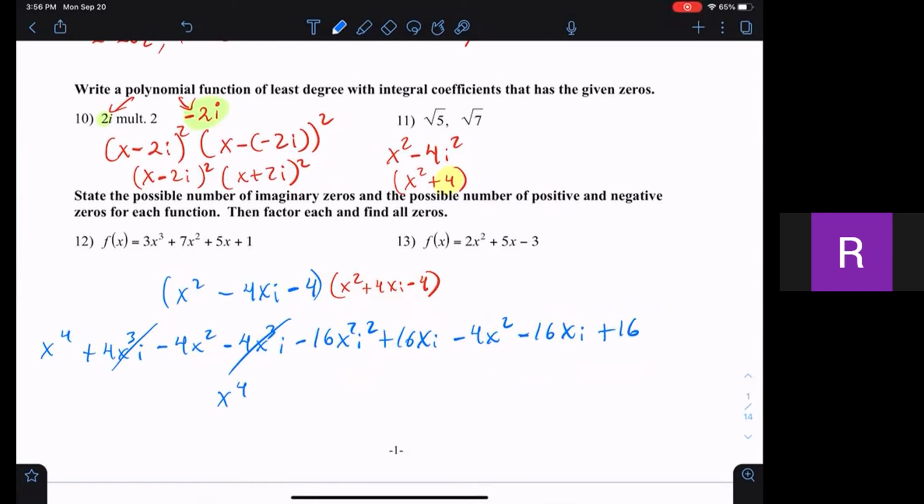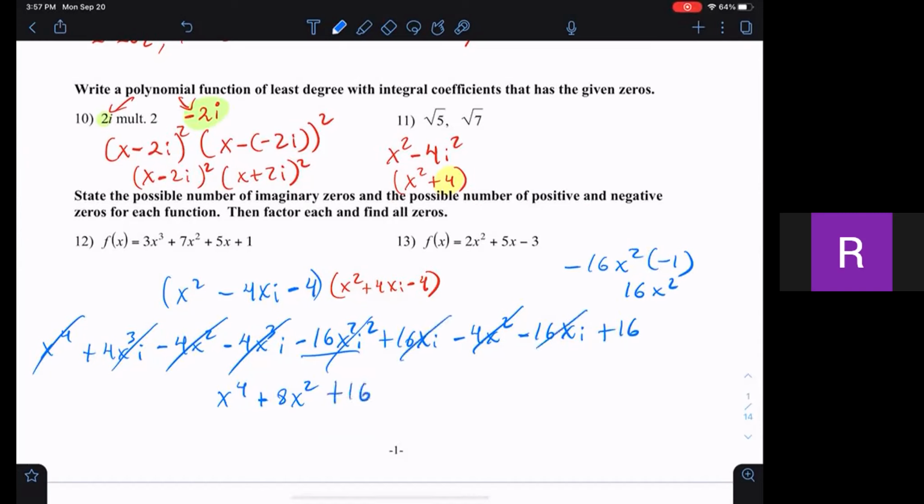Then we have negative 4x squared, so negative 4x squared gives negative 8x squared. So these two, we have x to the fourth. And we have another one, you see this one here: this is going to be negative 16x squared, but negative i squared is negative 1, so that's going to be 16x squared. So negative 8x squared plus 16x squared is going to be positive 8x squared. Then we have these two that are opposites, they cancel, and we have 16. So this is the answer.